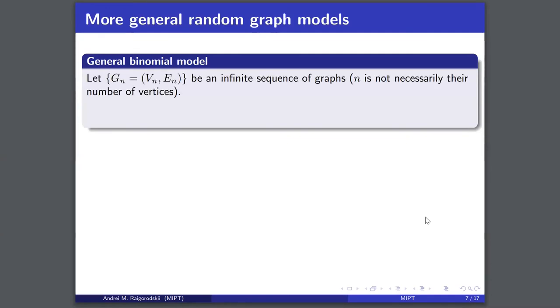Let's consider an arbitrary sequence of graphs G sub n with some vertex sets V sub n and some edge sets E sub n. An infinite sequence of graphs. General infinite sequence. n is not necessarily the number of vertices now. In our previous studies, n was the number of vertices, yes? But now it's not important. The number of vertices may be something else. n is just the number of this graph in the sequence.